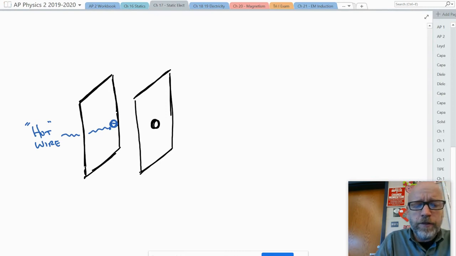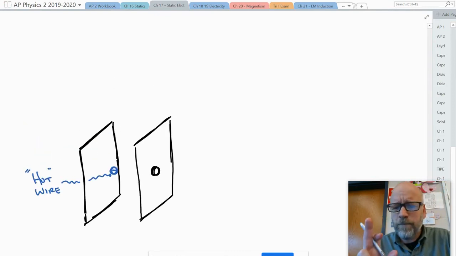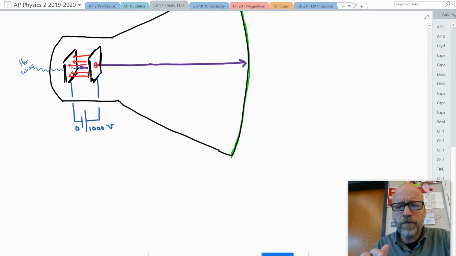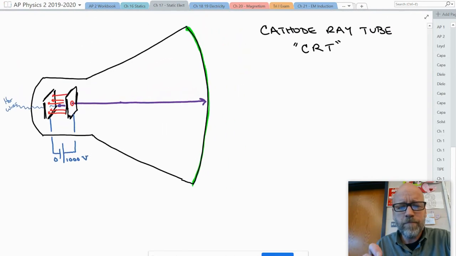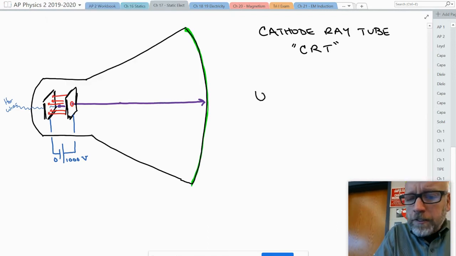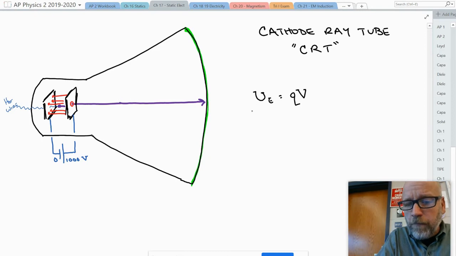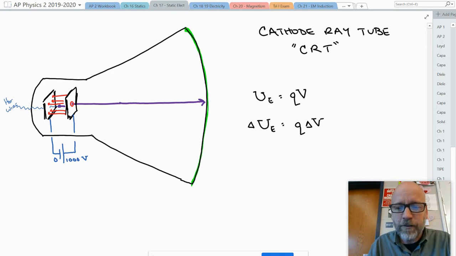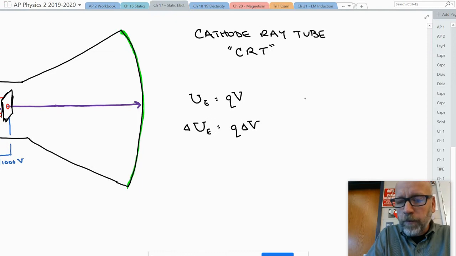I don't think you need to redraw the plates because I bet you did a pretty good job. Here's what I'd like to remind you of. The formulas we're going to deal with are electric potential energy, UE, would be Q times the voltage. Therefore, the change in electric potential energy would be Q times delta V.